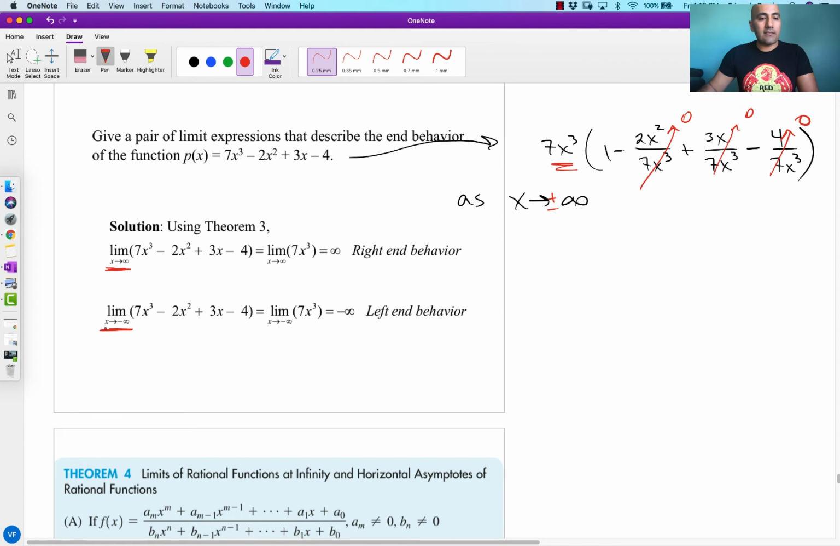And as x grows toward negative infinity, again, it's the leading term that's going to determine the answer. So if I input a very large negative number, cubed it becomes an even larger negative number. Times 7 grows toward negative infinity.